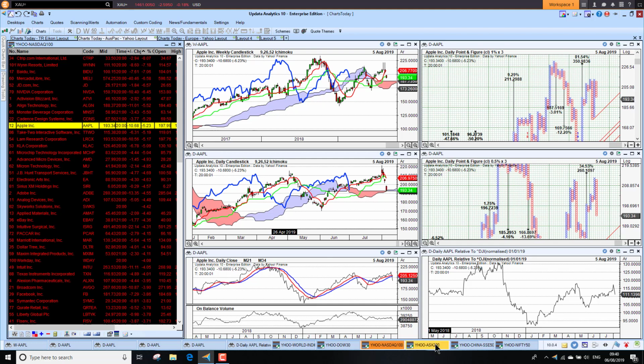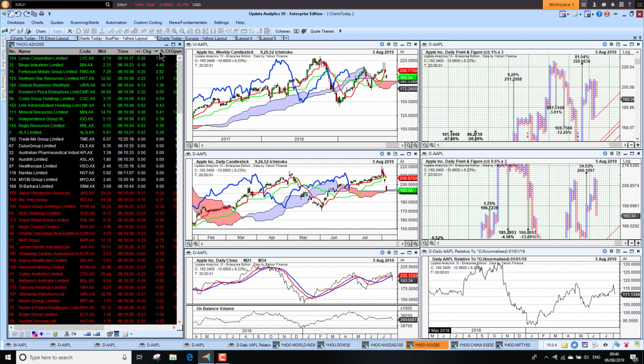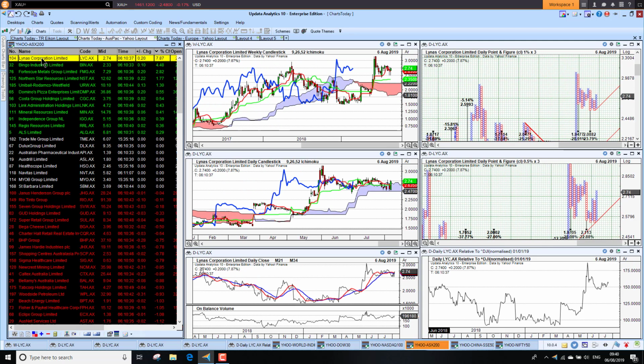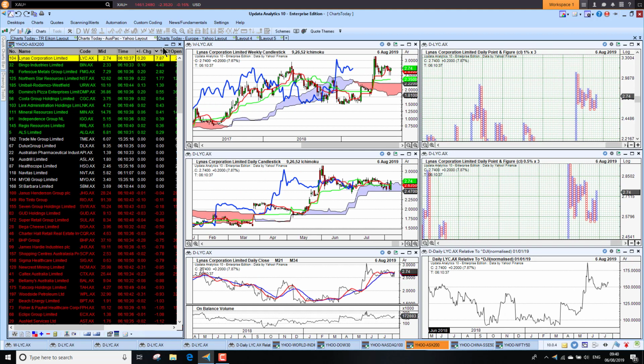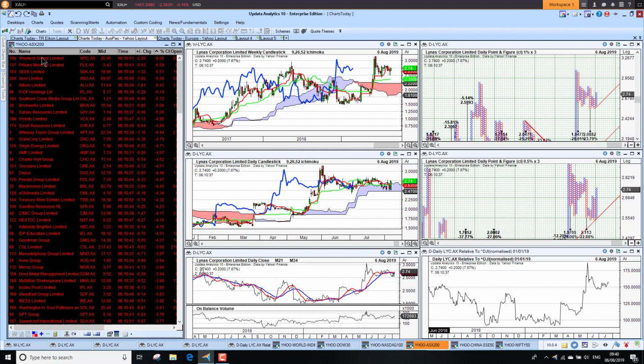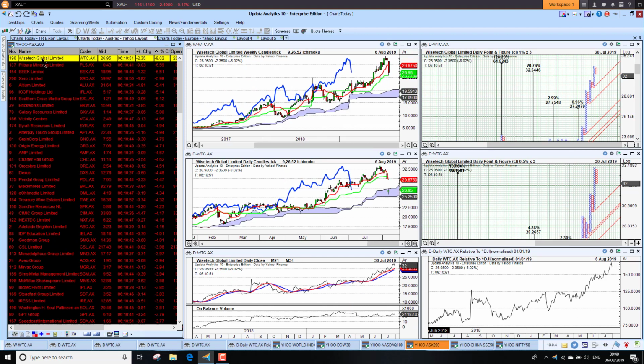Taking a look at the Aussie market, the best performer here was Lynas. They were 7.8% higher, so that was looking pretty good. And then on the downside, we had WiseTech Global. They were down 8%, so looking pretty worrying there as well.